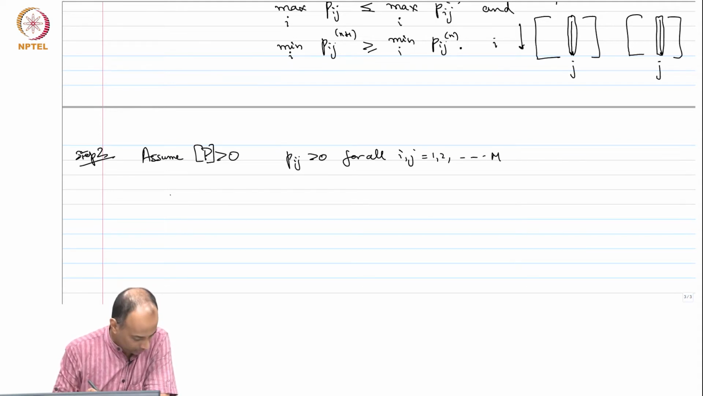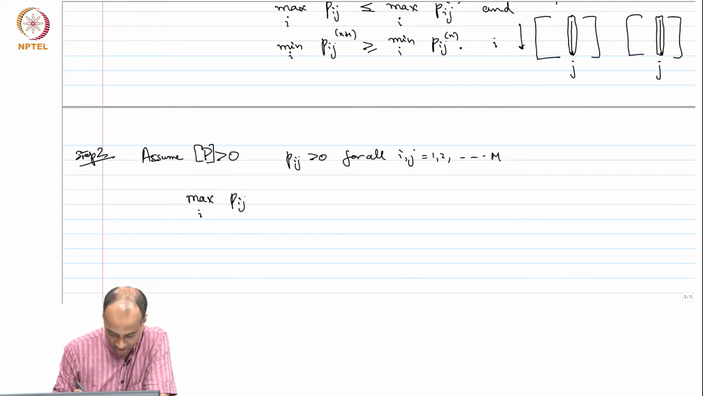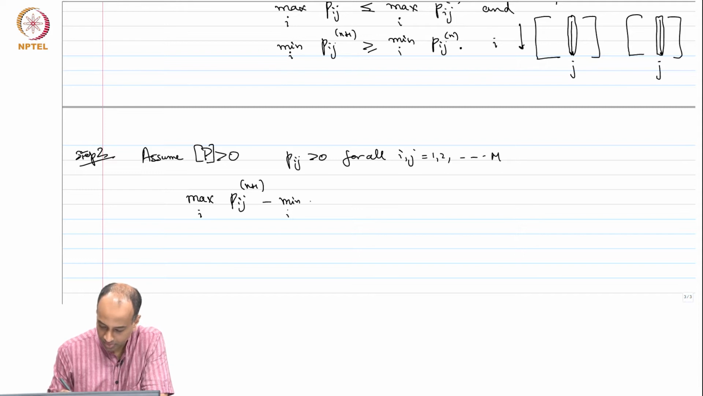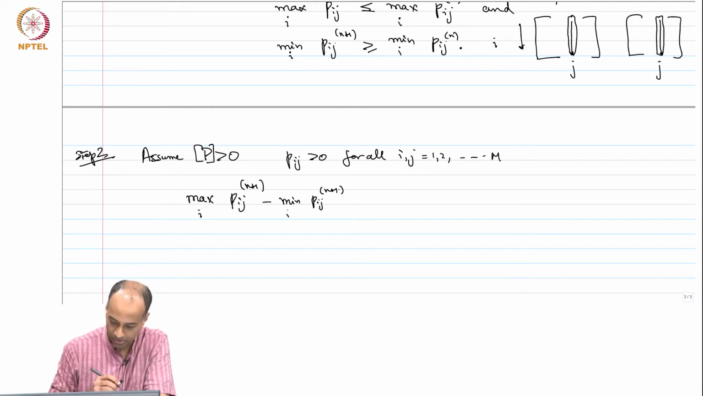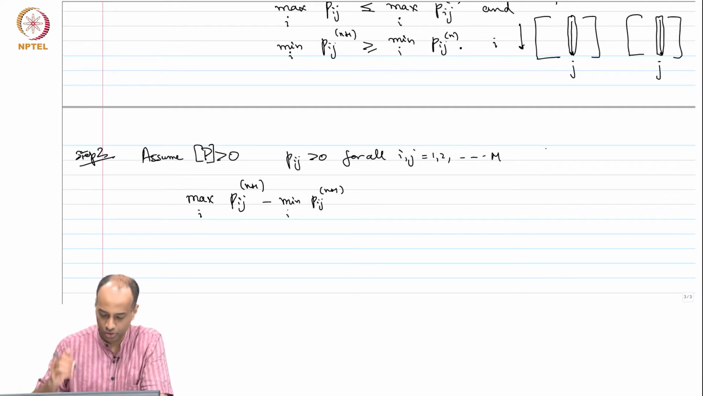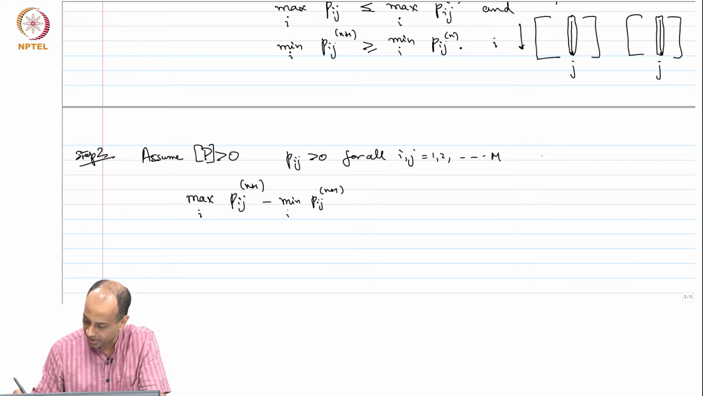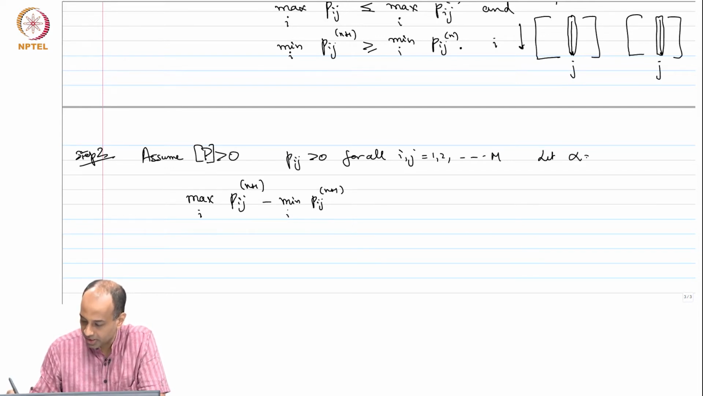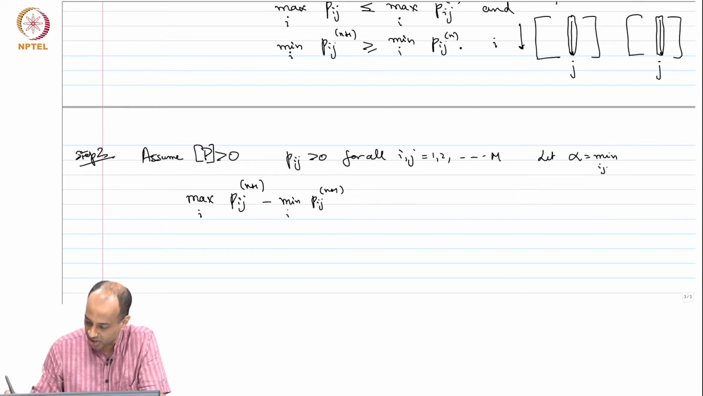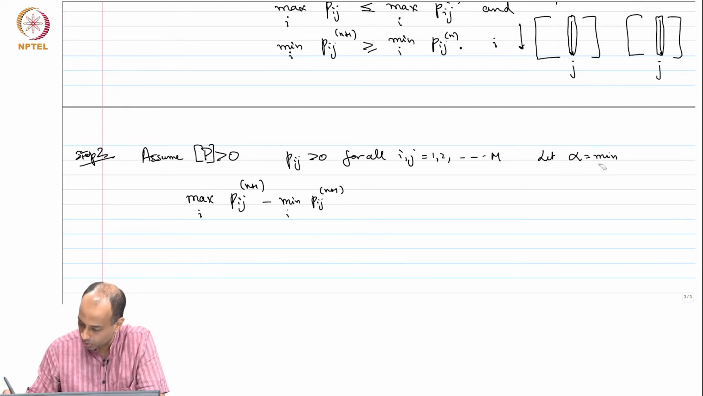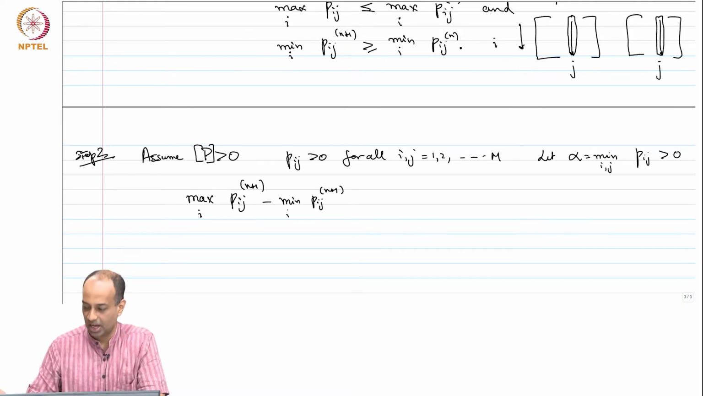For this case, you can prove the following: max over i of Pij (n+1) minus min over i of Pij (n+1). So we are going to show that the max minus min actually goes down geometrically fast. So let me define alpha equals min over i, j of Pij. Okay, so this alpha is greater than 0.